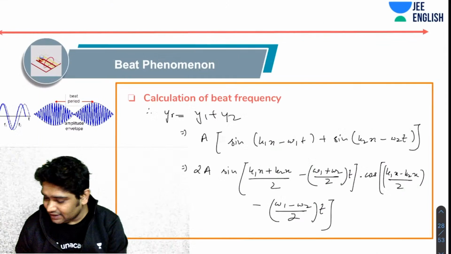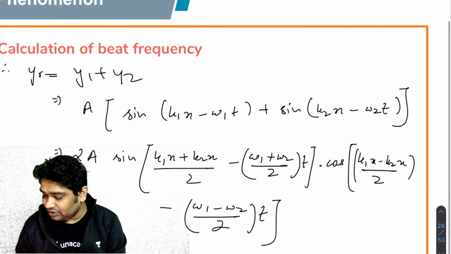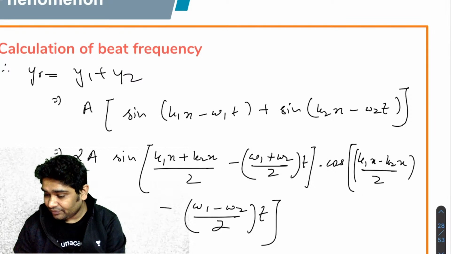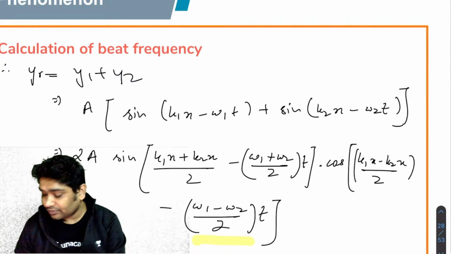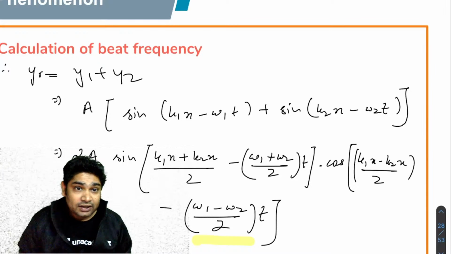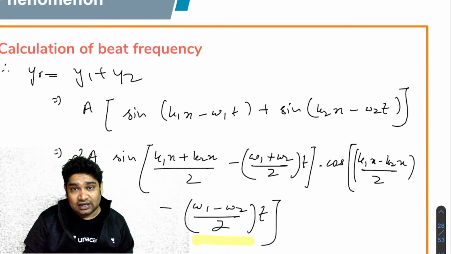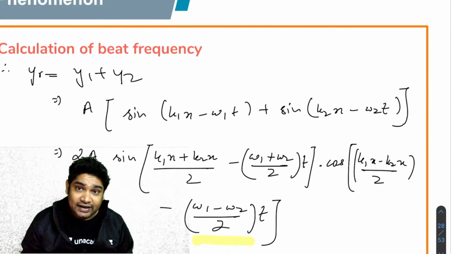So now you know, this term is essentially telling you the time variation of the beat phenomena. Now you don't want the beat to be too fast, otherwise your human ears cannot detect it.